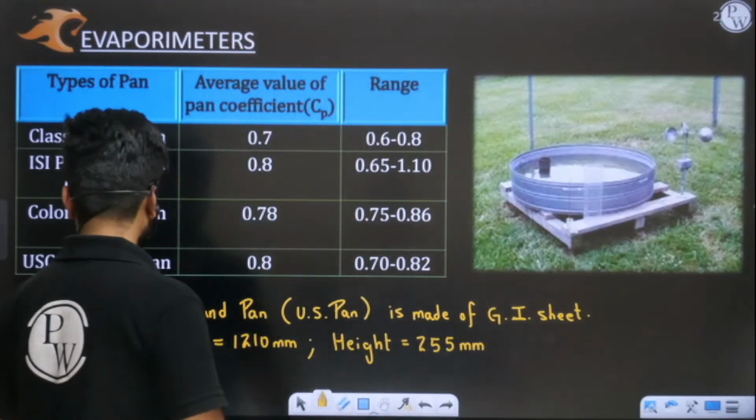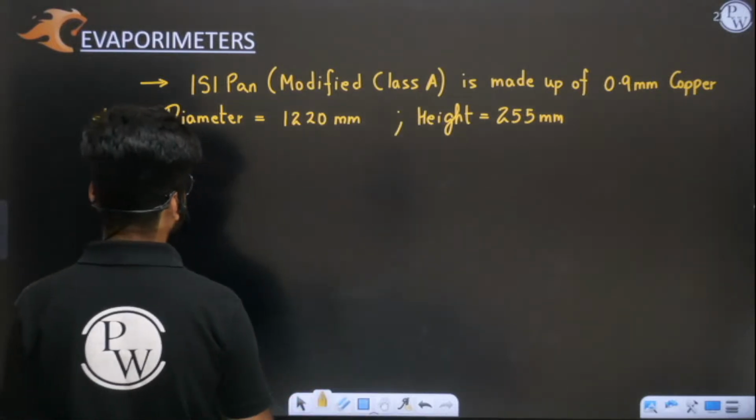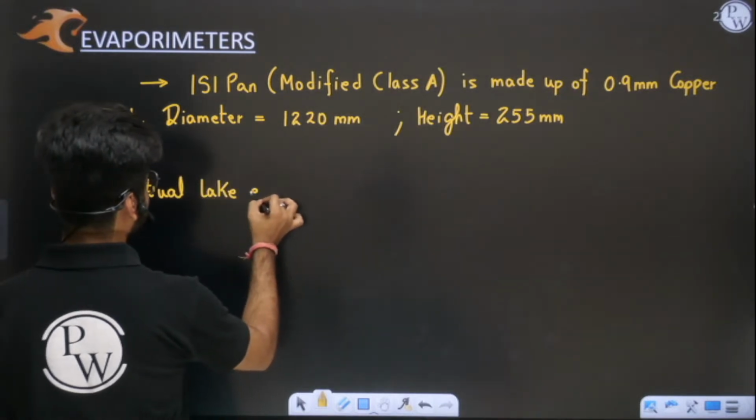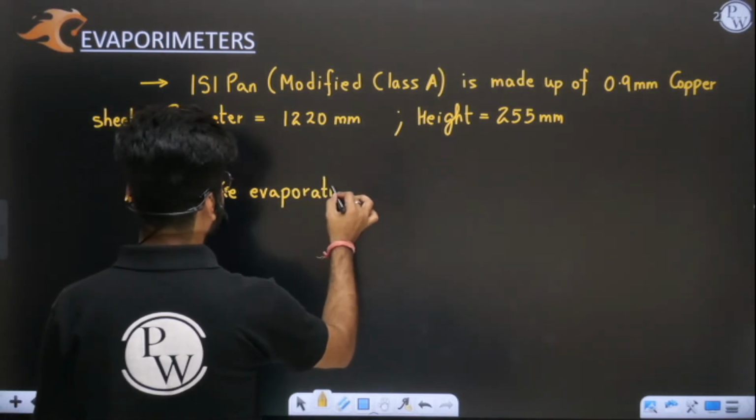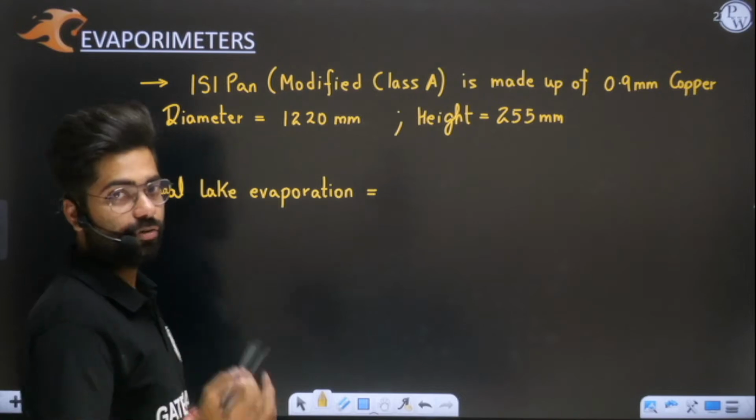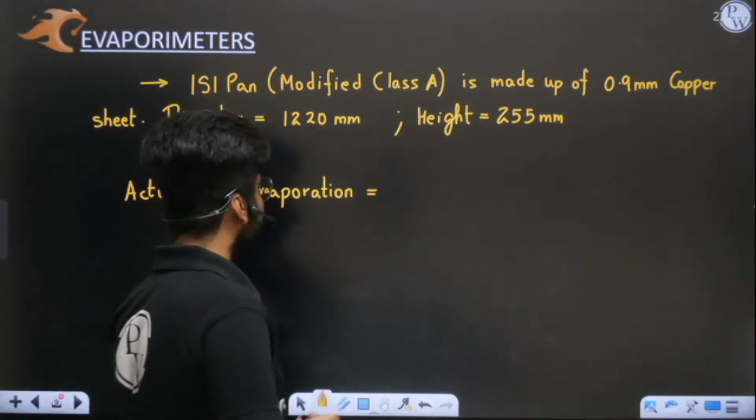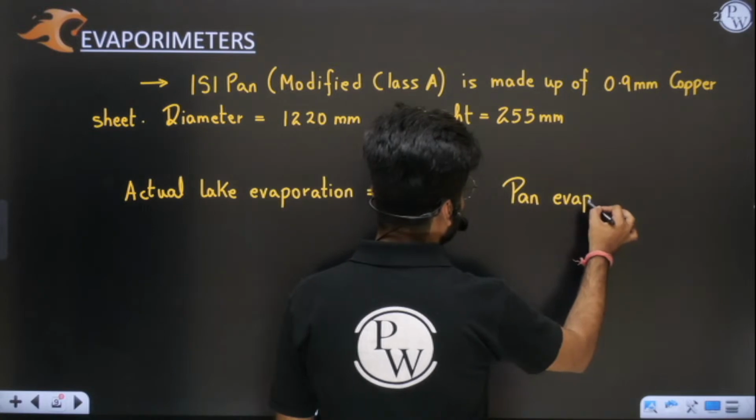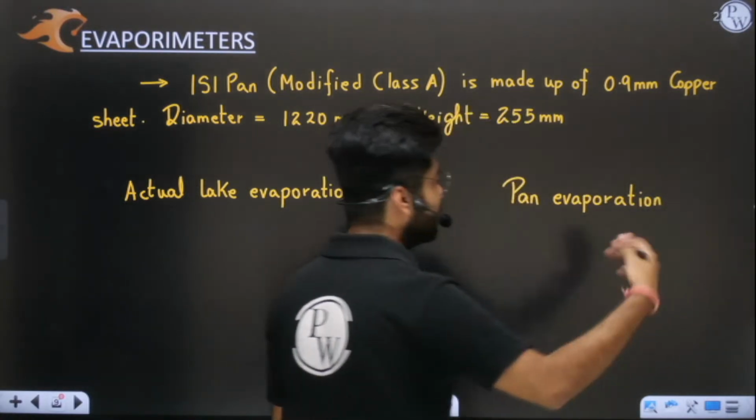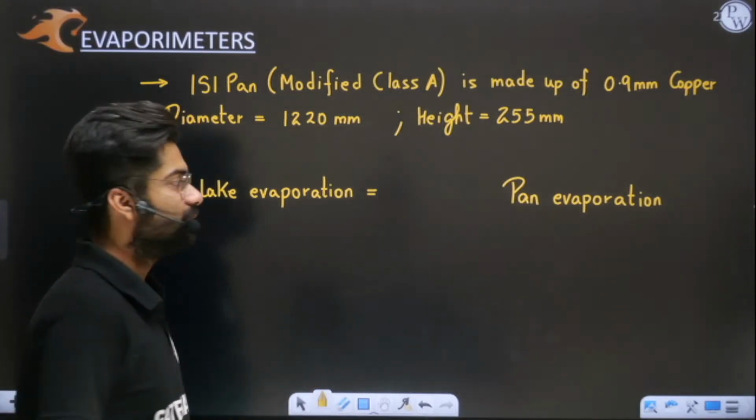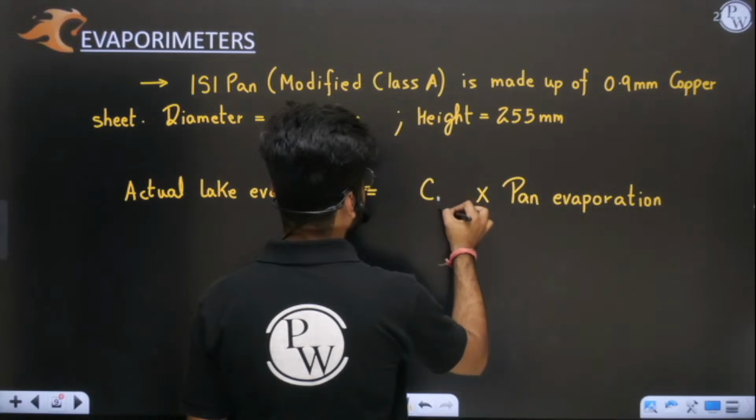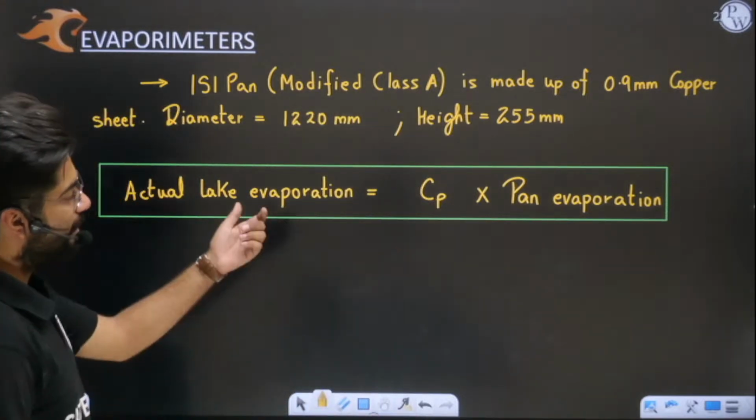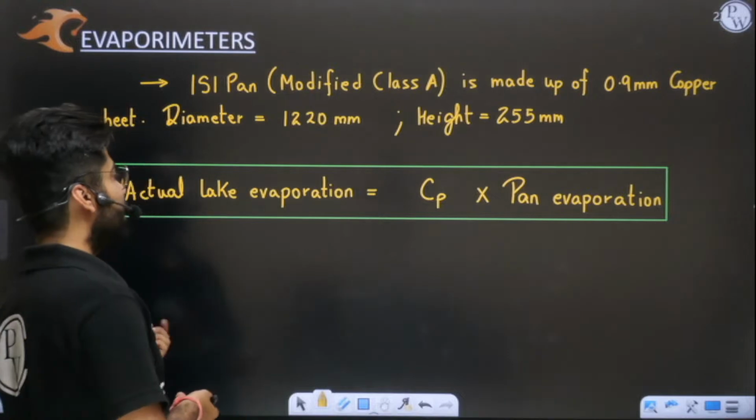And how will you find the actual water body evaporation? If you want to find actual lake evaporation, what you have to do is multiply pan evaporation. That pan is also installed in the nearby area of that lake. That pan evaporation has to be multiplied by pan coefficient. Cp is the pan coefficient. So pan evaporation, when multiplied by pan coefficient, gives actual lake evaporation.